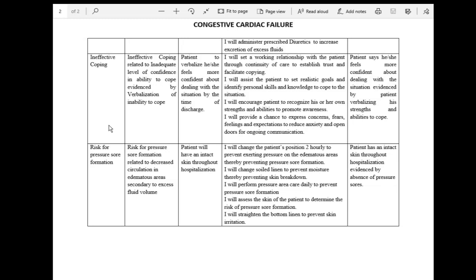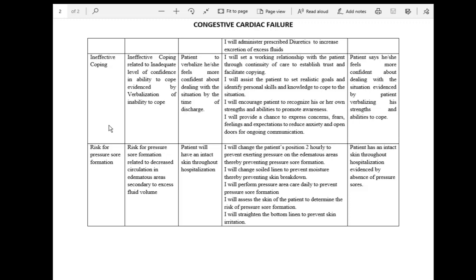So what is the goal? What do we want to achieve at the end? The patient verbalizes he or she feels more confident about dealing with the situation by the time of discharge. So we want patients to feel more confident about dealing with the condition. Here the patient will say that she or he feels more confident that she's going to go through and be okay.